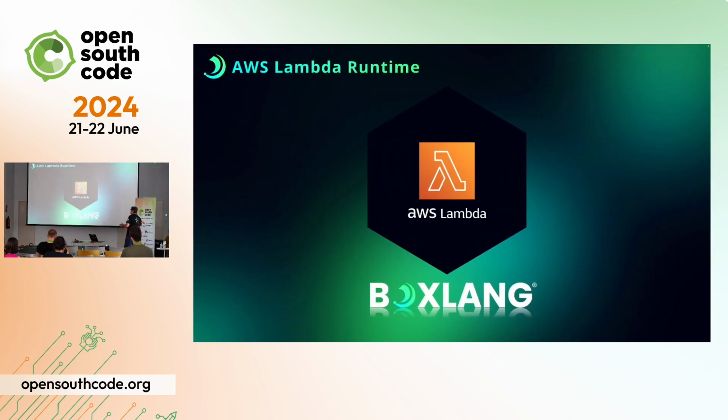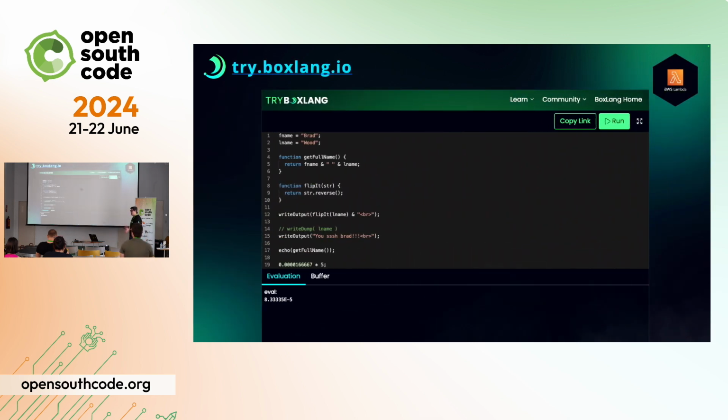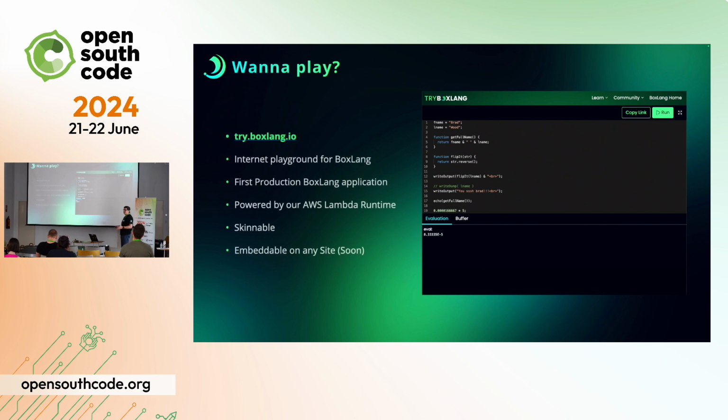To give you an example of how we built our Lambda runtime, we created the Lambda runtime, and then we created our first production application, which is called try.boxlang.io. You can actually go on your phone, and it'll open up this editor, and you can actually code in BoxLang and execute, and we're going to be creating lots of sharing capabilities, abilities for you to actually create your spaces and code. But this was really important for us because it was a true testament that what we had built worked like we wanted. So it's an internet playground to code.